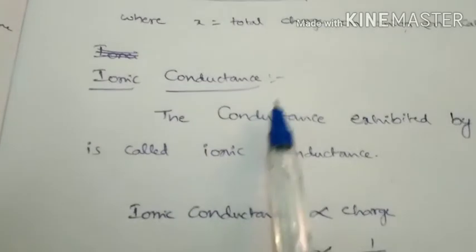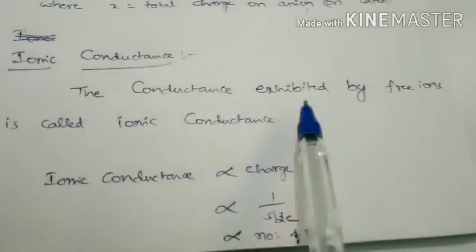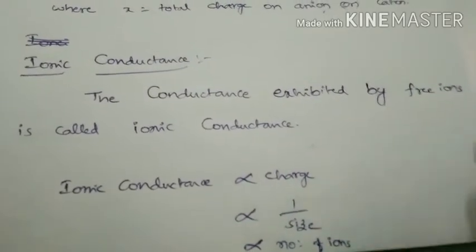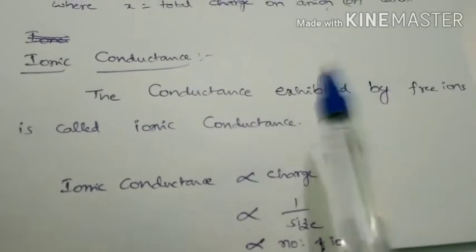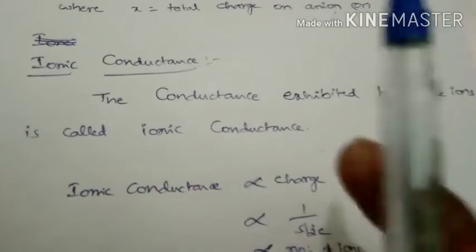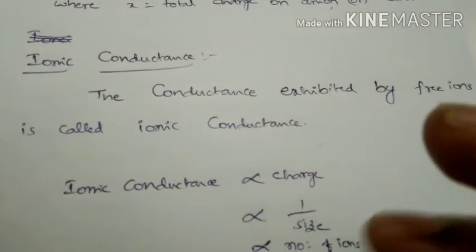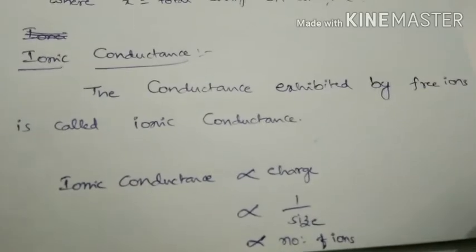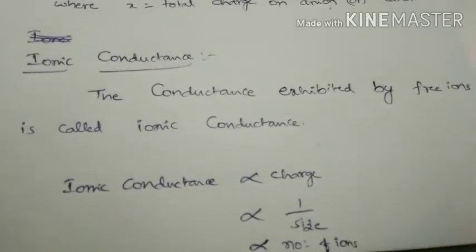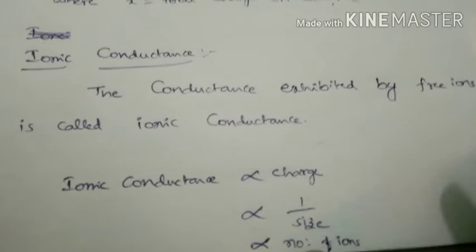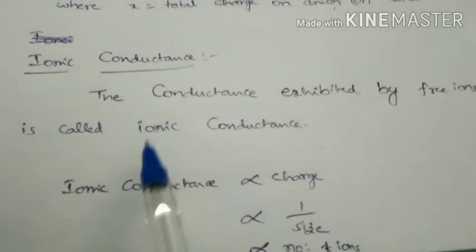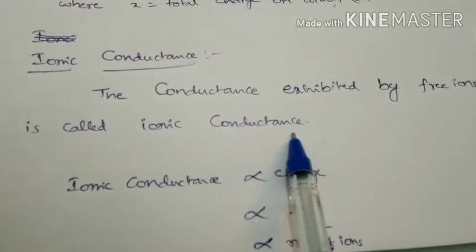Next one, ionic conductance. Ionic conductance means the conductance exhibited by free ions, not just ions. Ions are different, free ions are different. If ions are moving, that means ions are in motion, those ions are called free ions. If ions are not in motion, they are not called free ions. So the conductance exhibited by free ions is called ionic conductance.